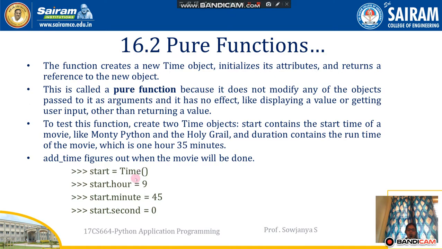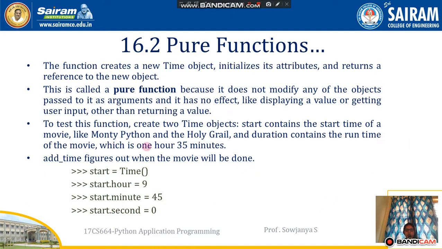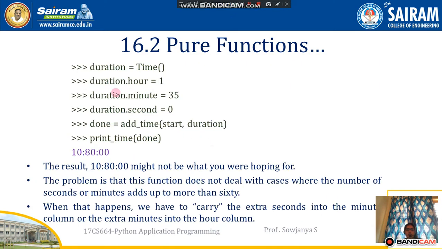For example, start equals time, which is the time object you are calling. Start dot hour is 9 hours, minute is 45 minutes, and seconds is 0, so you are initializing it to 0. In a similar way, you call the time object for the duration. We know the duration is 1 hour 35 minutes, so hour is 1, minutes is 35, and seconds is 0. Now you want to add the start and duration objects.